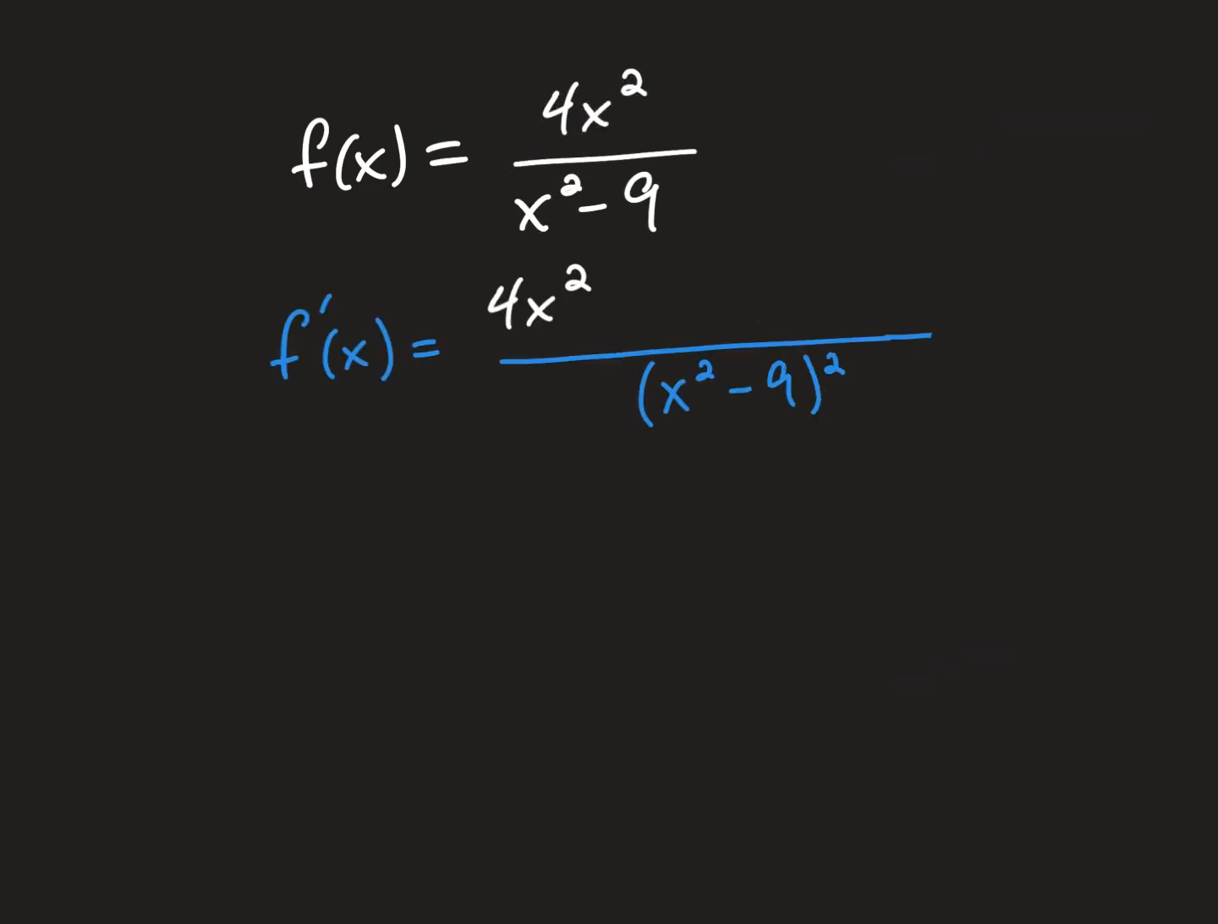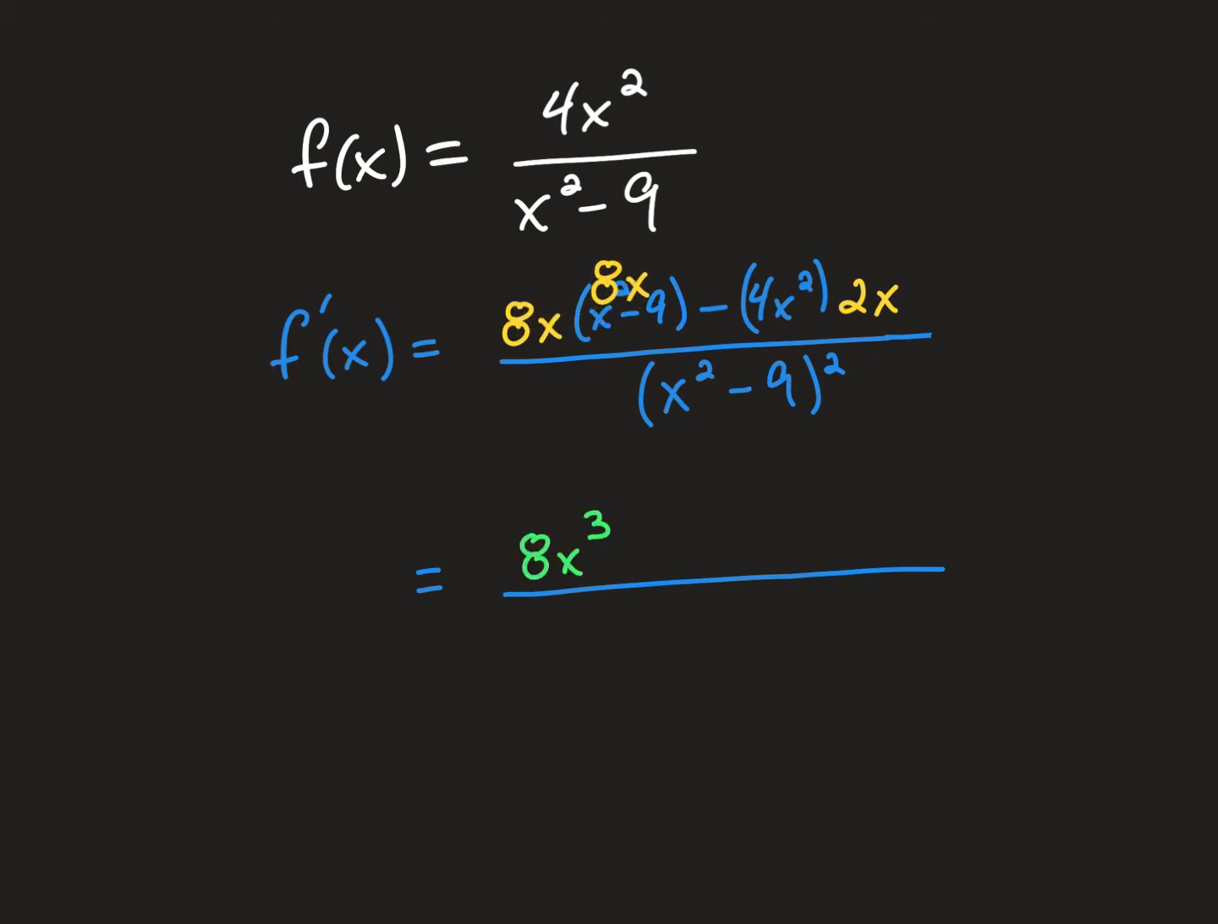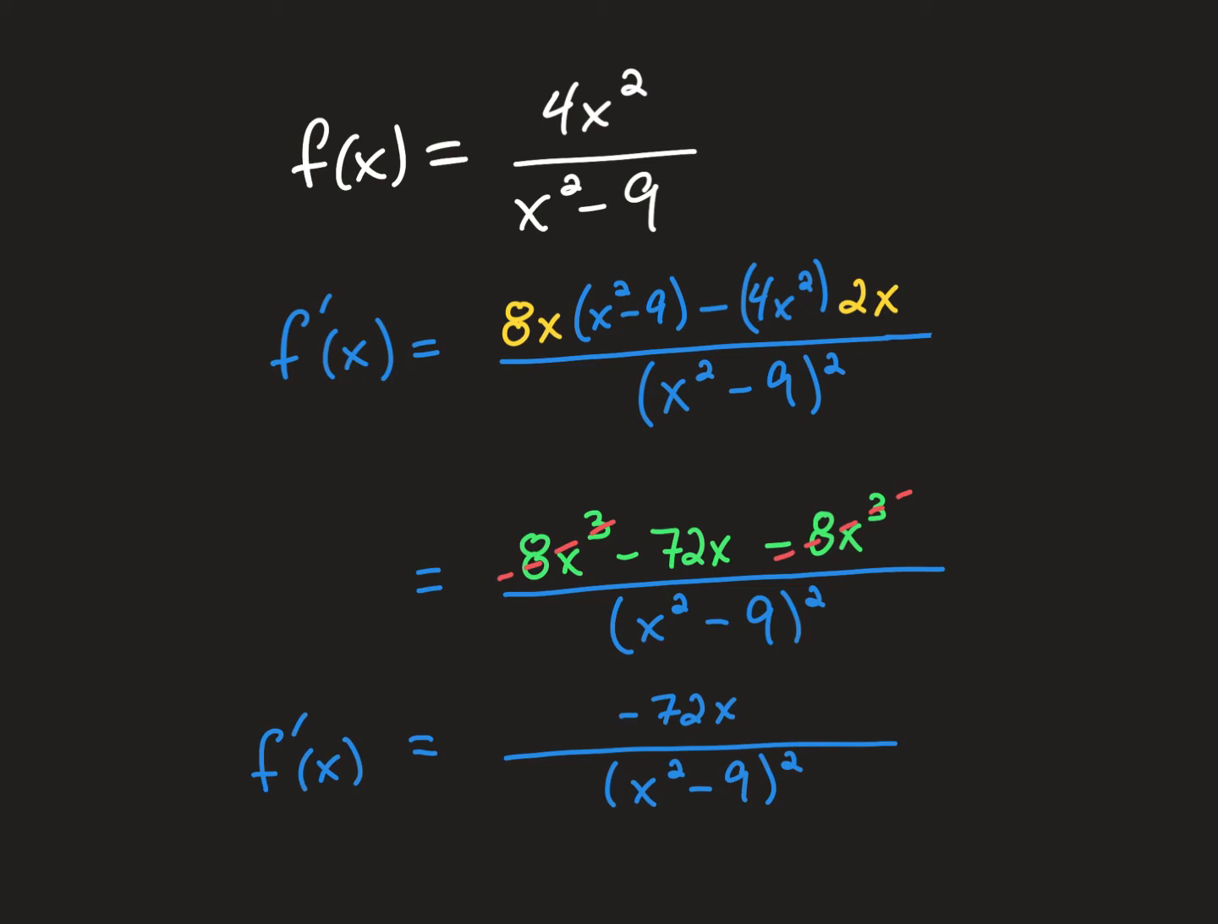Okay, so first we're going to find the derivative using the quotient rule. So take the derivative of the top, bottom left alone, derivative of the bottom, top left alone. Then I'm just going to distribute that 8x and that 2x, and then I'm going to collect like terms, and we're left with a first derivative of minus 72x over (x squared minus 9) quantity squared. All right, let's use that to find the second derivative.